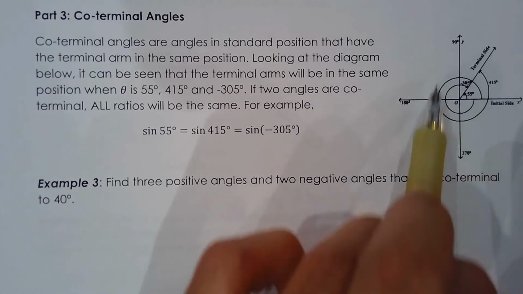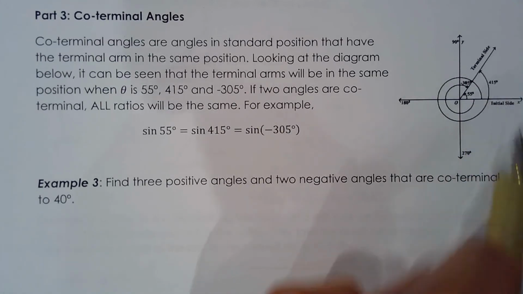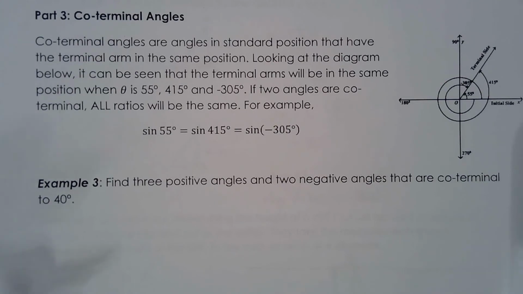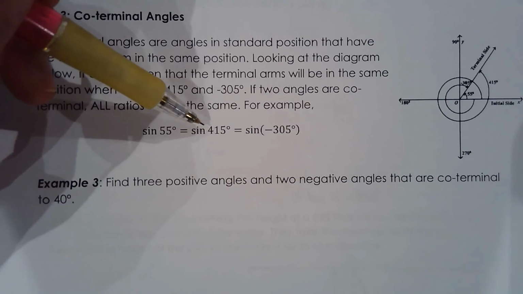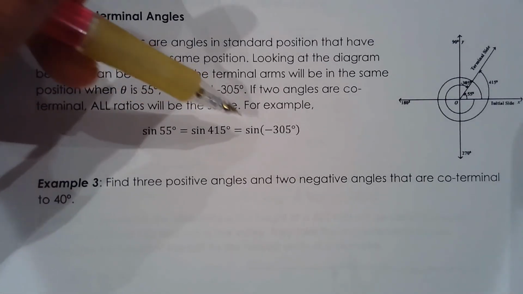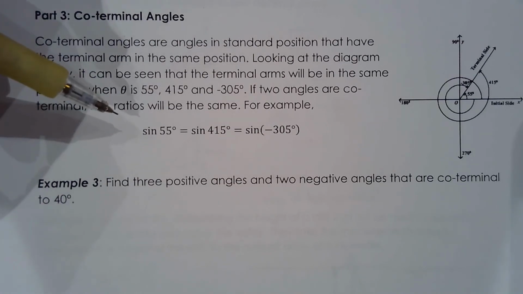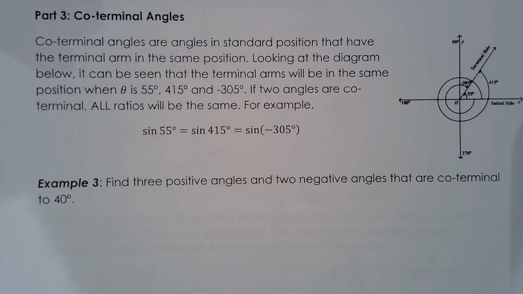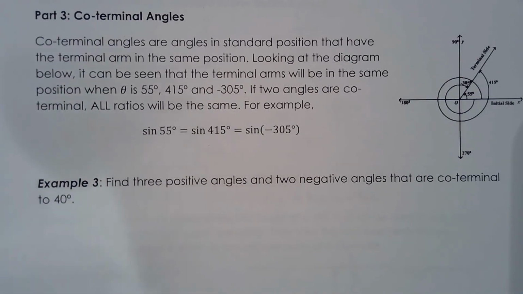If the terminal arm is in the exact same position, then it makes perfect sense that sine 55 degrees and sine 415 and sine of negative 305 degrees are exactly the same, right? If the terminal arm is in the same position, isn't the x and y coordinate on the unit circle also going to be the same? So you can change sine to cos or tan. All the ratios will be equivalent because the terminal arm is in the exact same position.